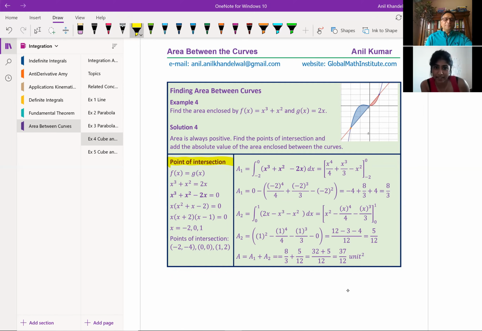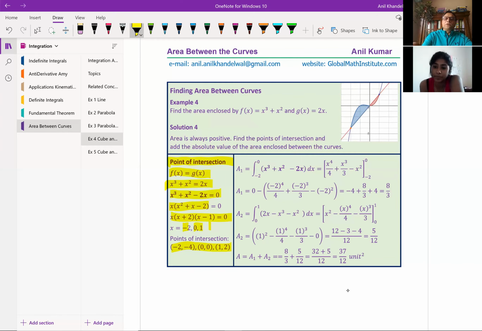So we just make f of x equal to g of x. So x cubed plus x squared minus 2x equals to 0. Take x out of the brackets and you get x squared plus x minus 2. Then you've got a nice quadratic which we can factor. So that would be x times x plus 2 times x minus 1. So now we've got our 3 points. So x equals minus 2, 0, and 1. And then you can just sub those back in to find the y values, but you've already been given it, so that's good.